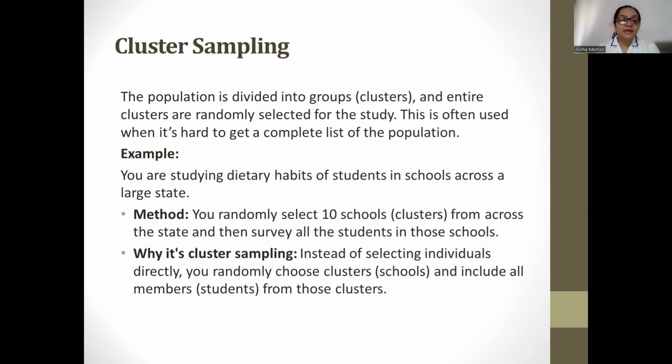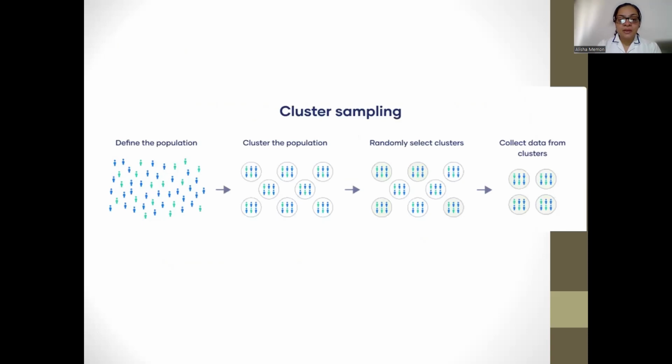Why is it called cluster sampling? Because instead of selecting individuals directly from a group, we are choosing the entire clusters themselves. So this is cluster sampling. Here you can see the population is divided into clusters, and these clusters are randomly picked to be included in the study, not individual people from the clusters.